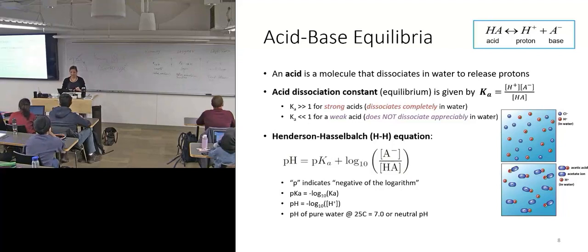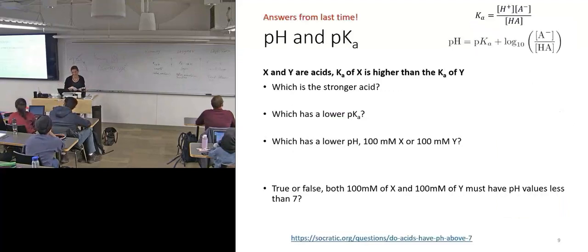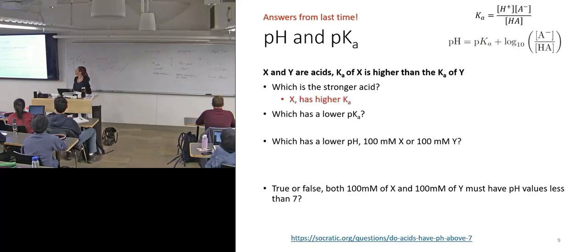All right. We can just shout out the answers, I guess. Last time these were questions you turned in for participation. X and Y are acids, and the acid dissociation constant of X is higher than that of Y. Which is the stronger acid? So just as a group. X, yay. What was the reason? Just inspect it, look at it. High Ka means stronger acid. It will completely dissociate. This is the definition of a strong acid.